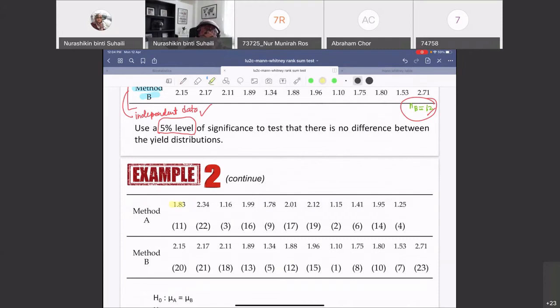You have to check once you rank it. Just go through again whether the ranks are correct or not, in order to make sure that you don't do any mistakes. So if this is the data given, let's have a look. You just have to find out what is the lowest, what is the highest, and you have to rank it. This here is the ranks.